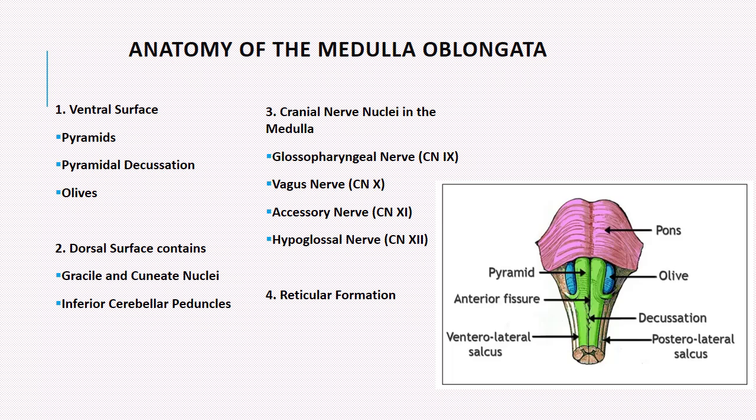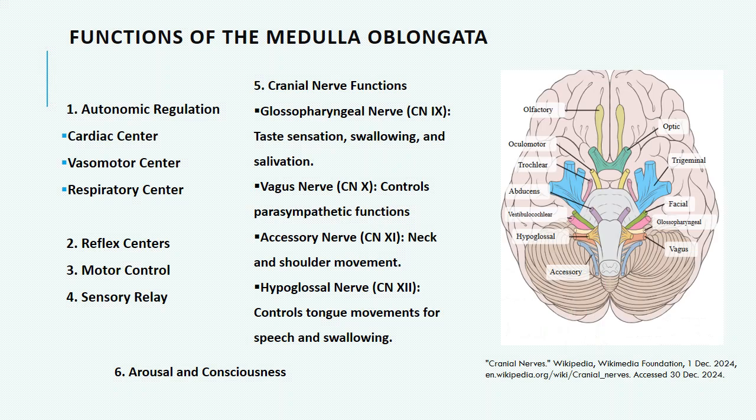Olives are oval-shaped structures connected to the cerebellum via the inferior cerebellar peduncles. These features are labeled in the diagram shown in the slide. The dorsal surface contains the gracile and cuneate nuclei and the inferior cerebellar peduncles, which connect the medulla to the cerebellum. Cranial nerve nuclei in the medulla include the glossopharyngeal nerve, vagus nerve, accessory nerve, and the hypoglossal nerve. The reticular formation is also present in the medulla.